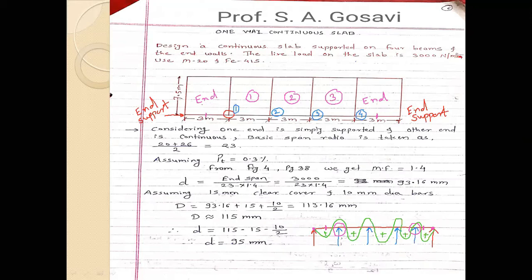So what we have done basically for this end span, now if you see this end span, what we have done over here basically, we have calculated the sagging bending moment, that is the positive bending moment at the center or at the mid span, and the negative bending moment next to the end support. Okay, next to the end support, here we have calculated.